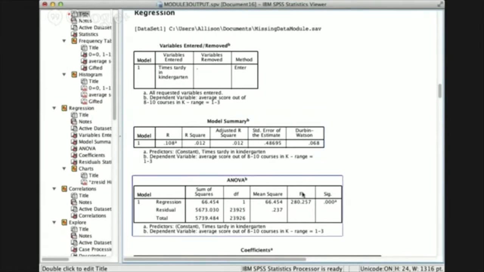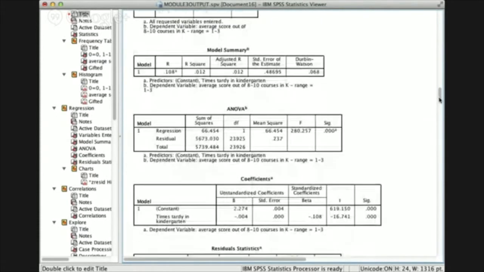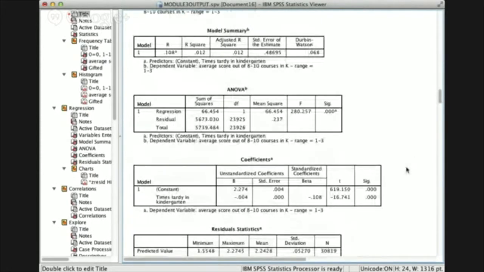The ANOVA box shows that my model is significant. And then my significance in the coefficient box tells me that the IV, or the independent variable, of times tardy does help predict mean grade in K.